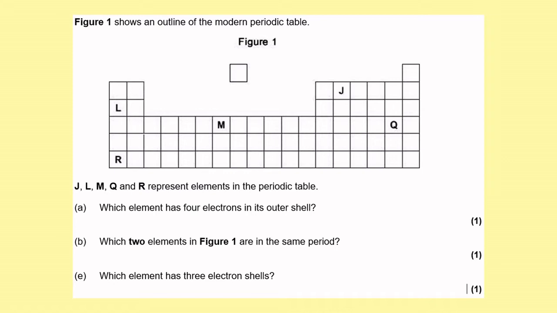So figure 1 shows an outline of the modern periodic table. So we've got figure 1, which is blank, and then there's some letters throughout. J, L, M, Q and R represent elements in that periodic table. So they want you to tell them which of those elements has 4 electrons in its outer shell, which 2 elements are in the same period, and which element has 3 electron shells.